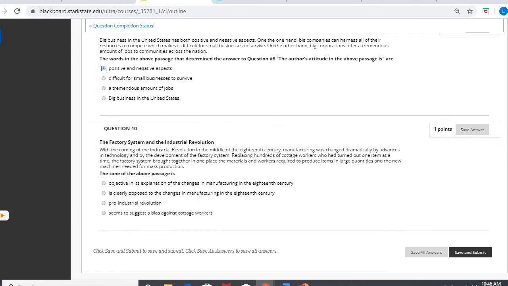And then finally, let's figure out the tone here. With the coming of the Industrial Revolution in the middle of the 18th century, manufacturing was changed dramatically by advances in technology and by the development of the factory system. Replacing hundreds of cottage workers who had turned out one item at a time, the factory system brought together in one place the materials and workers required to produce items in large quantities and the new machines needed for mass production.